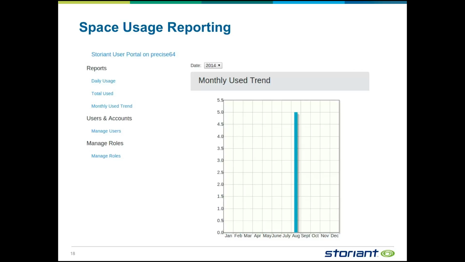So that's just a little bit about some of the things that we are doing here at Storiant specifically for service providers and multi-tenant environments.